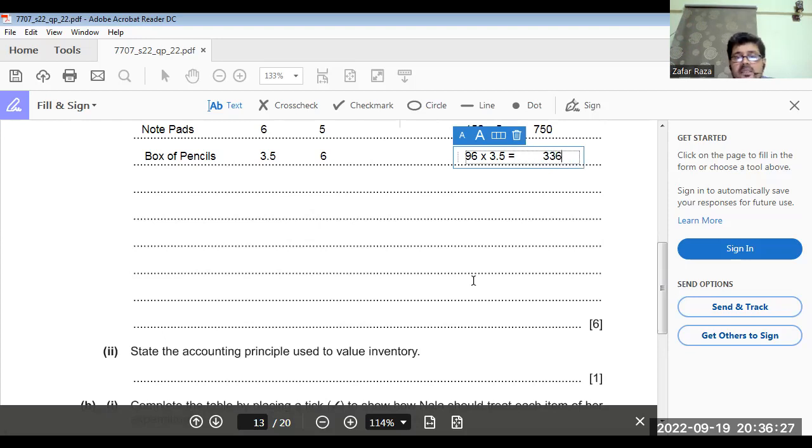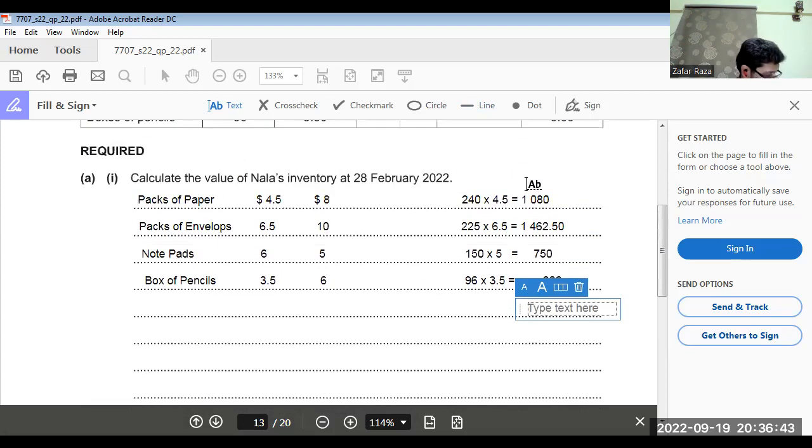Okay. Now we have to take the total of inventory over here. So total of inventory will be how much? Cost of ending inventory 1080 plus 162.5 plus 750 plus, how much is it? Answer is 3,628.5. 3,628.5. This is the cost of inventory. Getting my point? Okay.